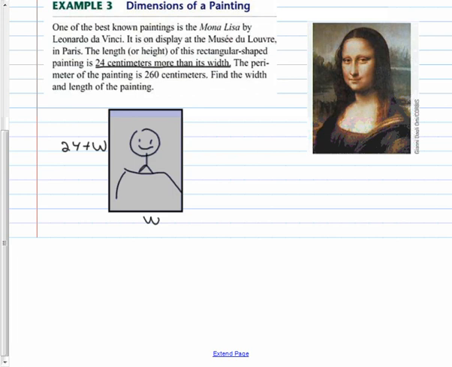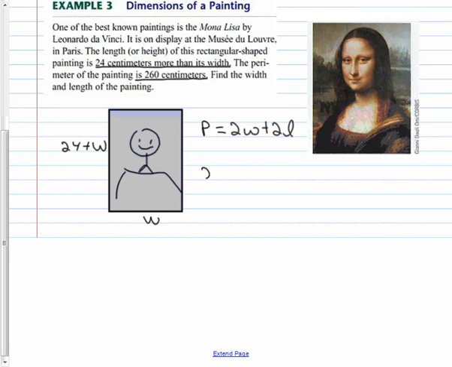The perimeter of the painting is 260 centimeters. How do you get perimeter? There's a formula. You can say add all the sides, that is true. There's a formula for a rectangle. Twice the width plus twice the length, if you will. Twice the width plus twice the length. And they tell me that the perimeter is 260.